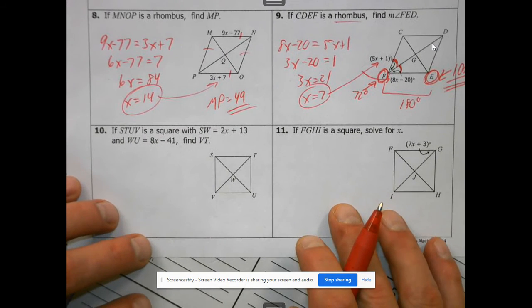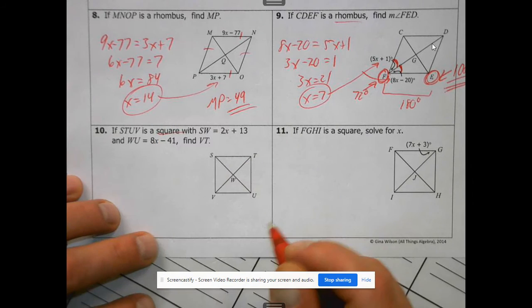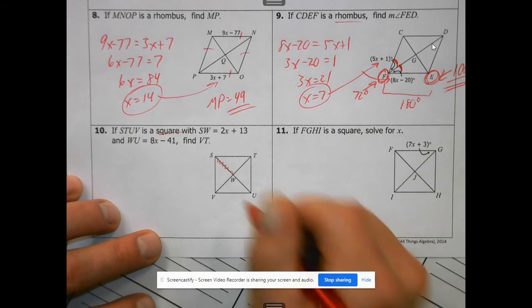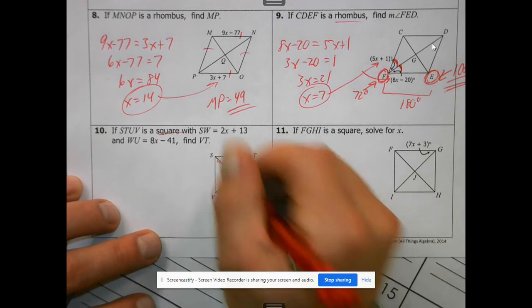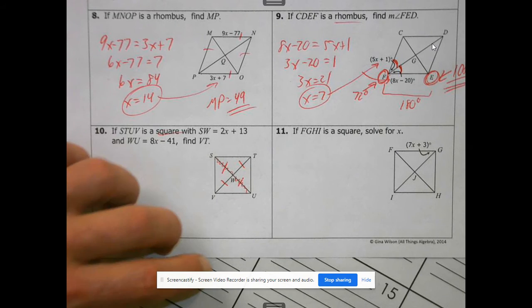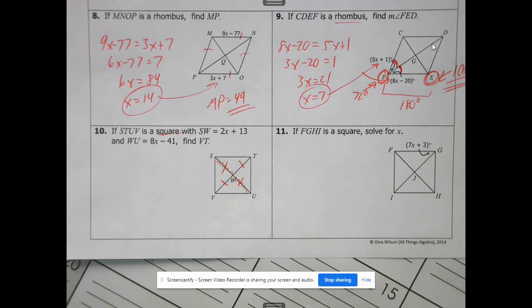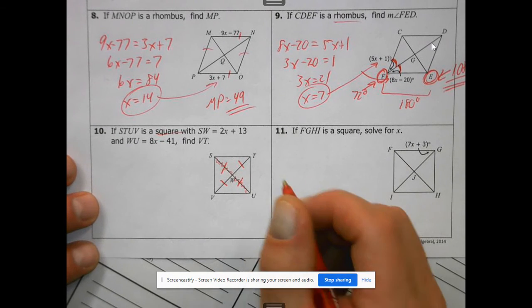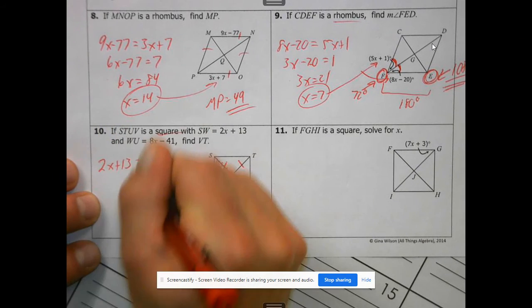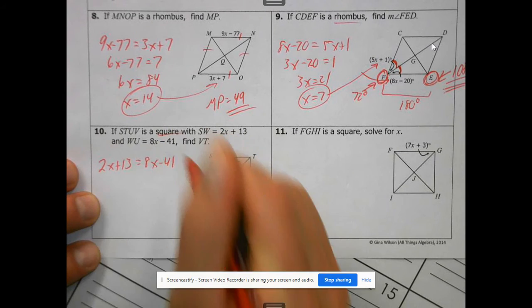Number 10, we have a square. SW is that piece. WU is that piece. Well, I know in a rectangle, or a square, all diagonals are congruent, right? So I'm going to set them equal to each other and solve for x, and then I'll find VT at the end. 2x plus 13 is 8x minus 41.